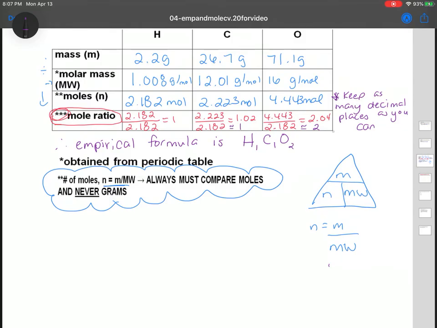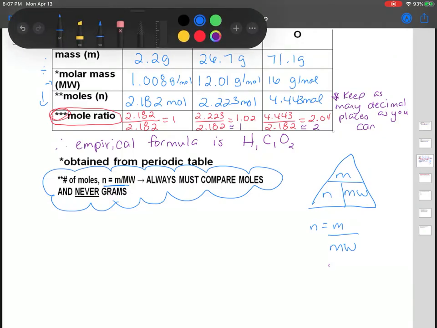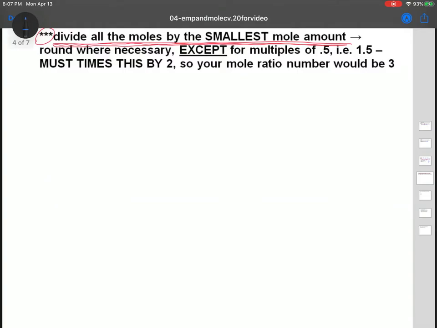Empirical formula should be the most reduced, so you can check. Can you divide any of those numbers by the same answer? No, you cannot. So that is definitely a most reduced answer. Okay, so rounding, when you round, like 1.02 is pretty close to 1, 2.04 is pretty close to 2. So what happens when you start to get towards the middle?